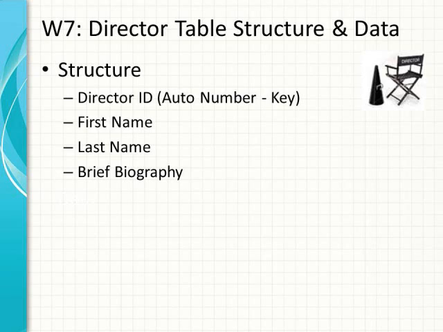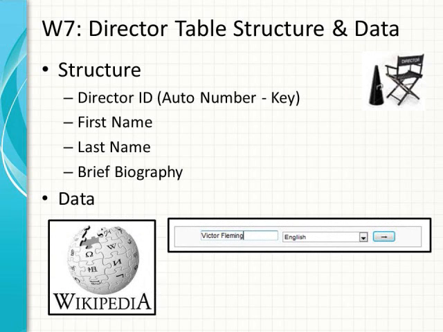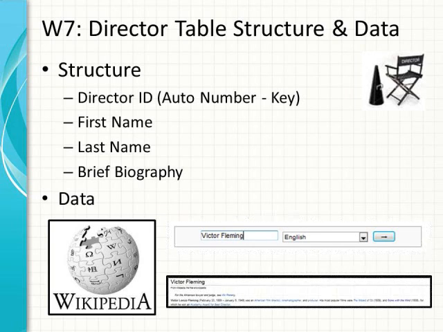Now for the director table structure and data, well, for the structure, you'll need a director ID, the first name and last name, and maybe a brief biography. And to find the data for that table, I'll suggest the same thing. Wikipedia has a fantastic database for this. So I entered in a director's name like Victor Fleming, and Wikipedia returned an absolutely appropriate line or two that I can use for that brief biography.